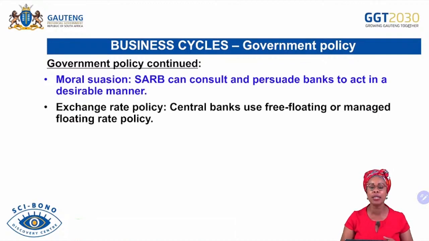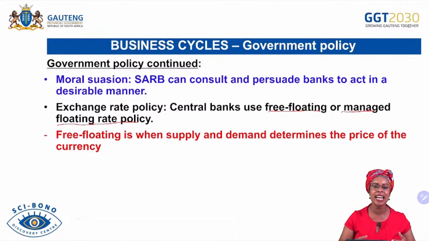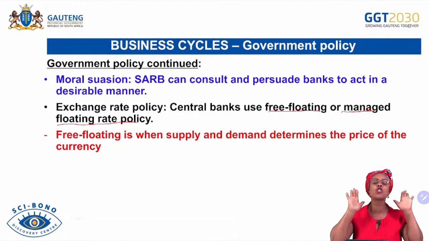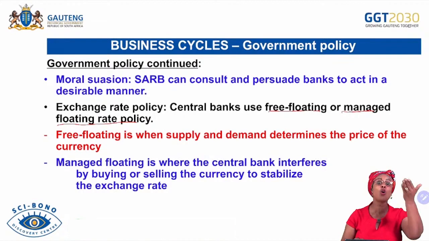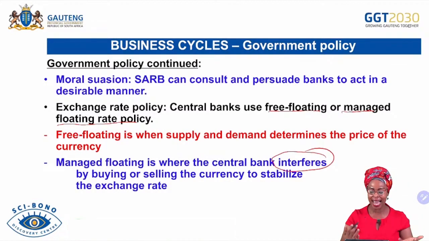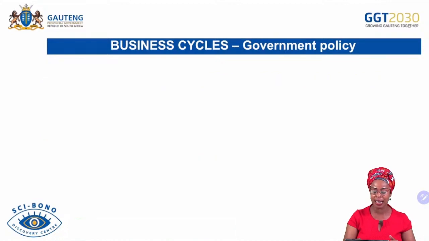Then we also have exchange rate policy. The central banks can either use free floating exchange rate policy or managed floating rate policy. Our central bank, like I've mentioned, is the South African Reserve Bank. The South African Reserve Bank does not use managed floating rate policy. It uses a free floating exchange rate. With the free floating exchange rate, the Reserve Bank will let the rand fluctuate because of market forces of demand and supply. The Reserve Bank will not even try to fix the exchange rate or make its value better. No, it will let it operate within the market forces. But in other countries, they use managed floating, where the central banks interfere by buying or selling currency to stabilize their exchange rate. But take note, our South African Reserve Bank does not do that.